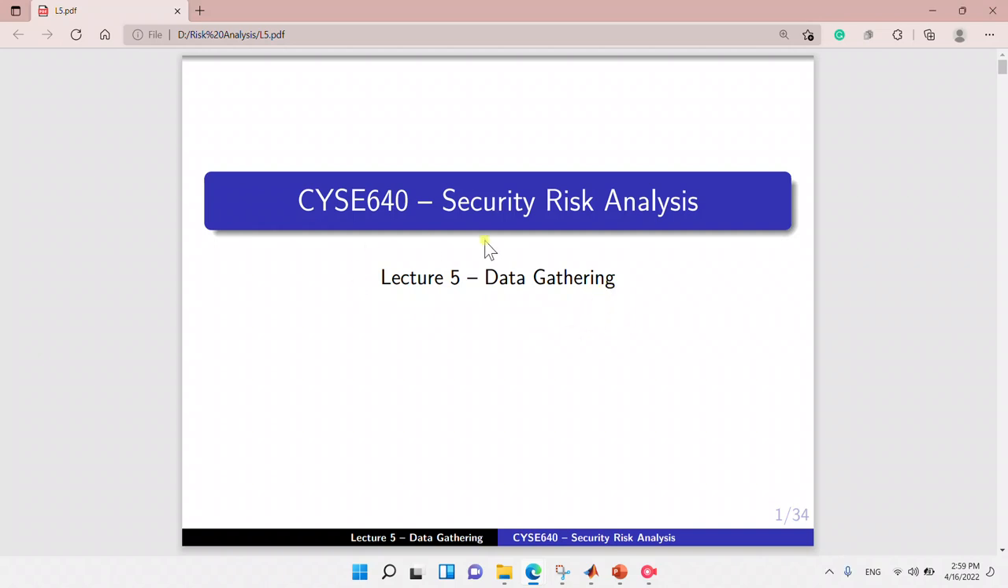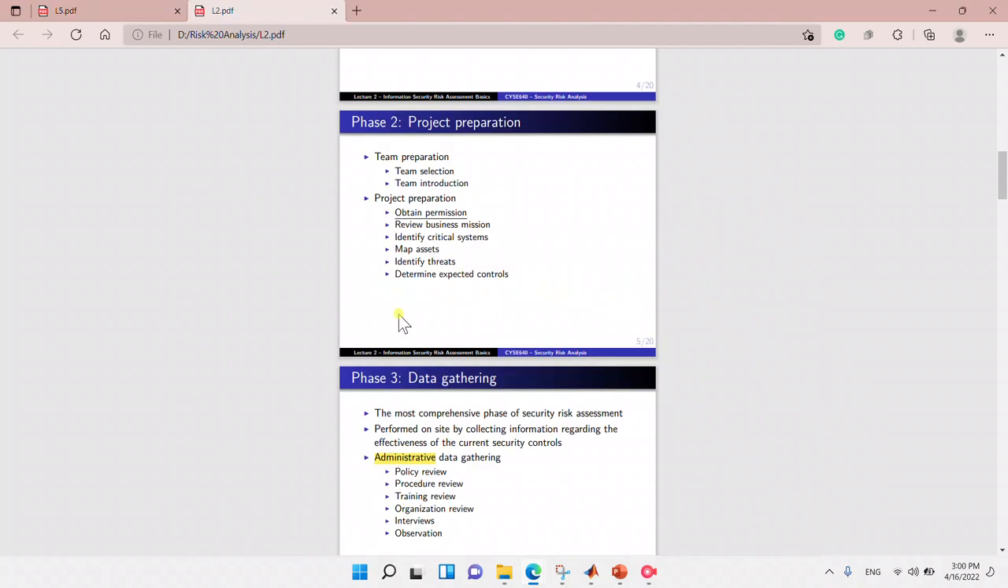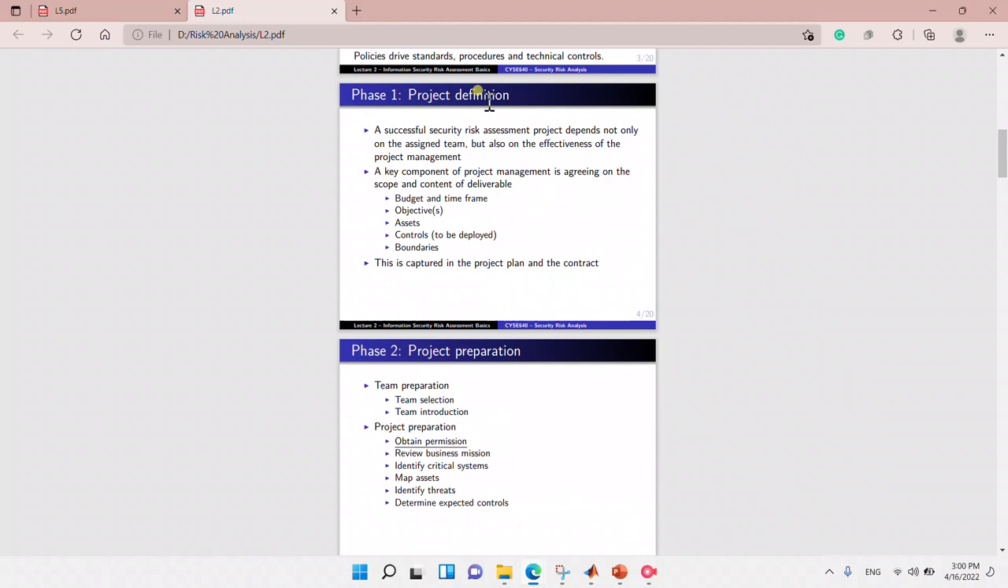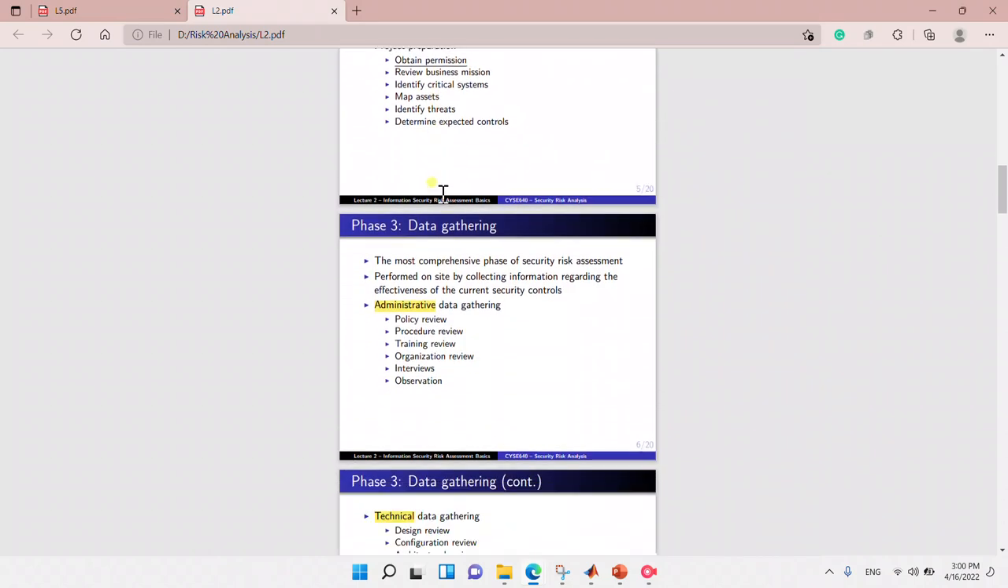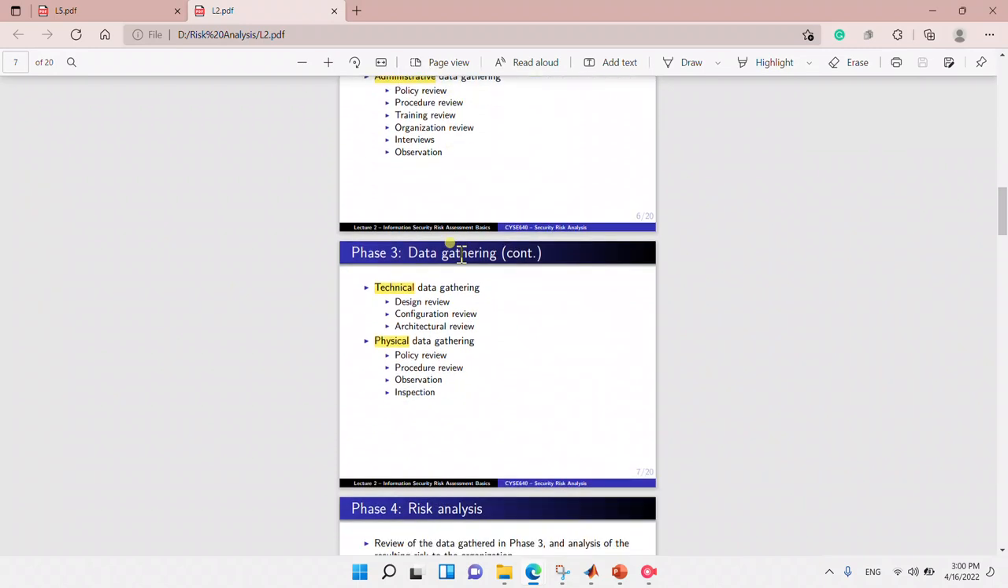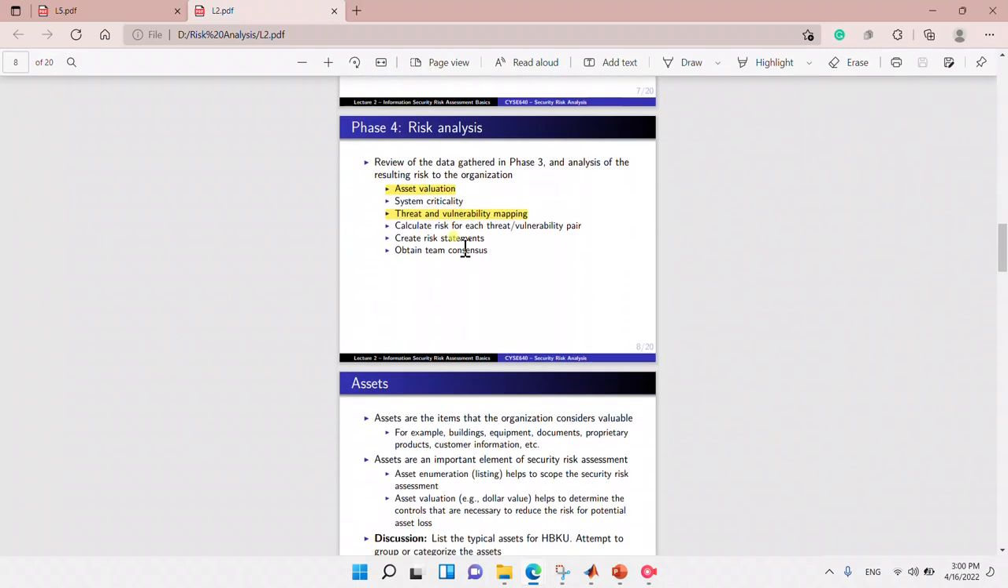اوكي، في هذا الفيديو راح نقرأ سلايدات lecture 5 which is a continuation to lectures 1, 2 and 3. يعني 1 كانت problem statement، 2 كانت Phase 1 definition, project preparation، بعدين 3 data gathering. So احنا هلا في data gathering.